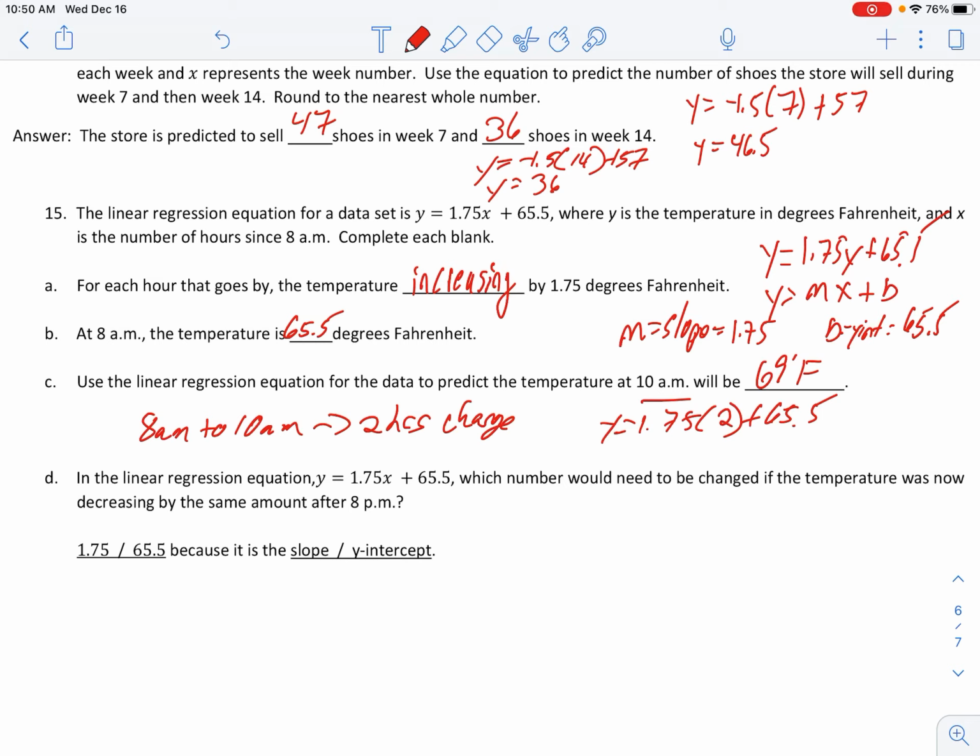Now, for part D, in that regression equation, which number would need to be changed if the temperature was now decreasing by the same amount after 8 p.m.? Which makes sense, if you think about this as late spring, early summer, the temperature starts to decrease. So by the same amount after 8 p.m., which number is going to have to change? We're going to have to change the slope, okay?